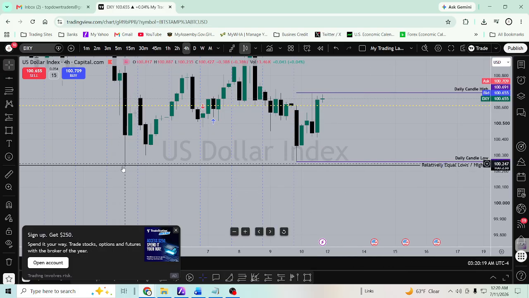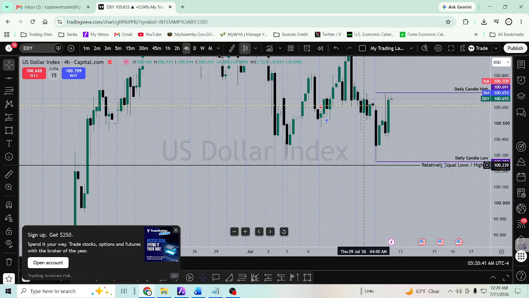So this low and this low, they're not equal, but they're relatively equal. Once it breaks this particular low, that's going to be a market structure shift, a break of structure, or a change of character. You'll hear those terms used, and they pretty much mean the same thing, because it took out this low.